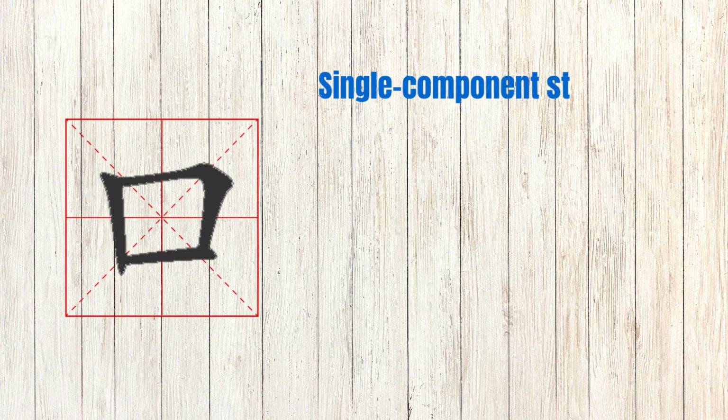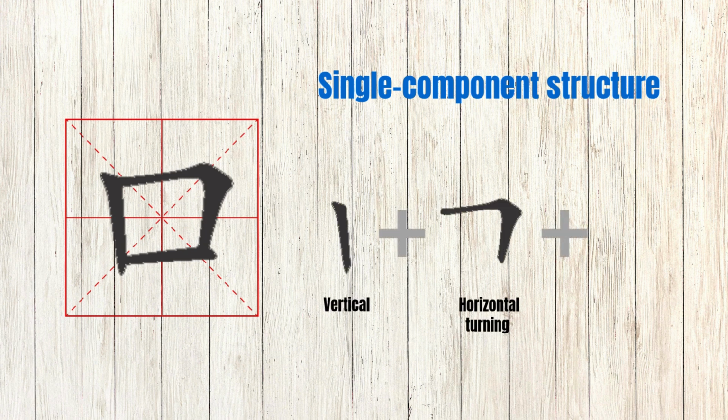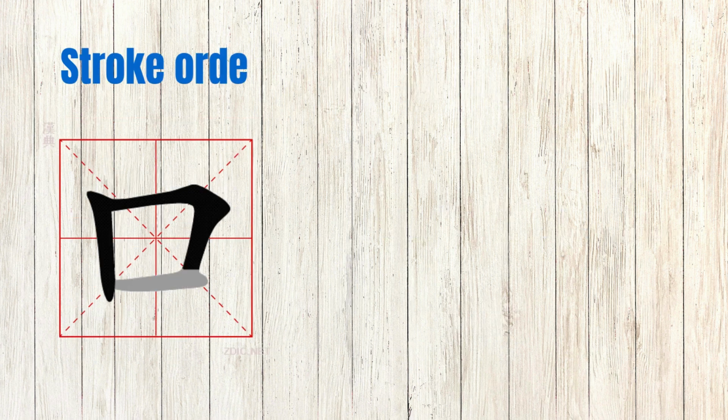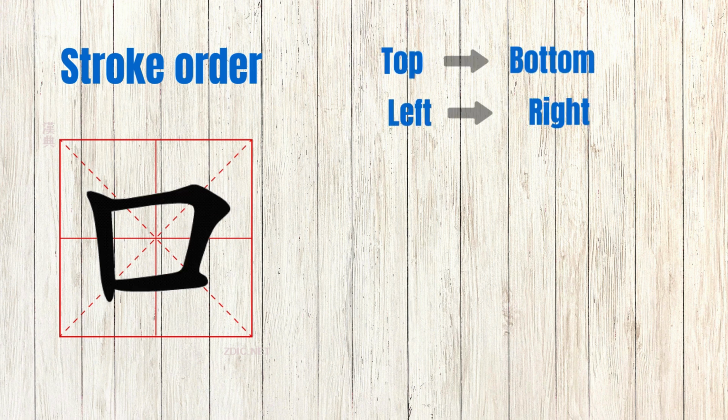This is a single component character. It is made up of 3 basic strokes: a vertical stroke, a horizontal turning stroke, and a bottom horizontal stroke. Do you remember the golden rule of writing Chinese characters? From top to bottom and from left to right.